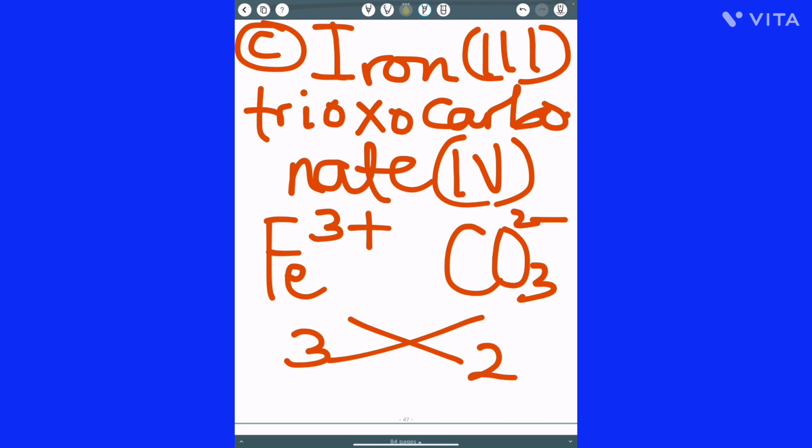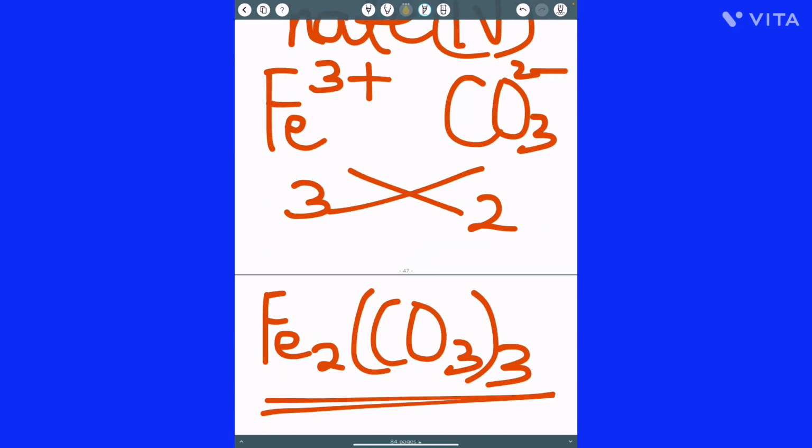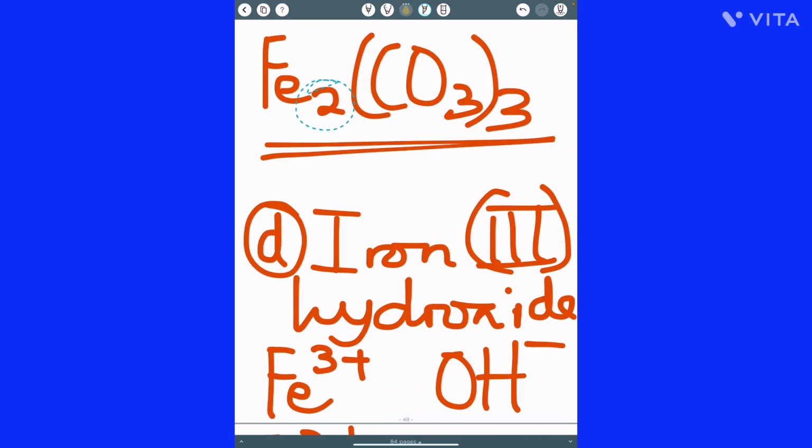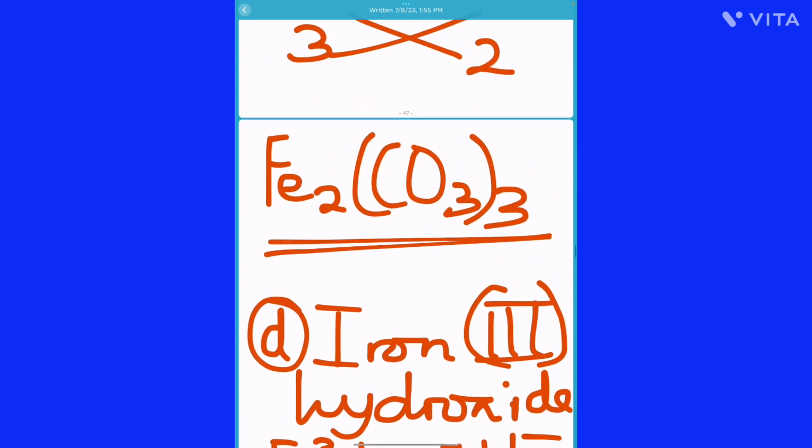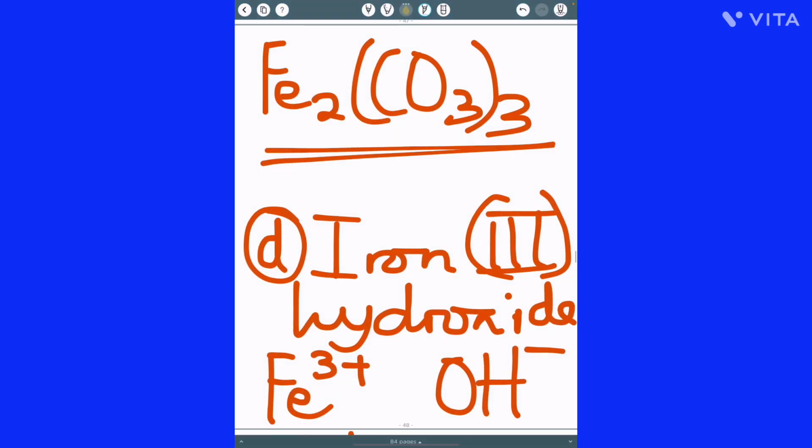Next is iron(III) trioxocarbonate(IV). The trioxocarbonate(IV) anion is CO3 2-. Iron(III) is Fe3+. So from these charges, I'll get their valencies. From 3+, I'll get 3. From 2-, I'll get 2. I'll swap the valencies to form the molecular formula, and my answer will be Fe2(CO3)3. Please take note of that.